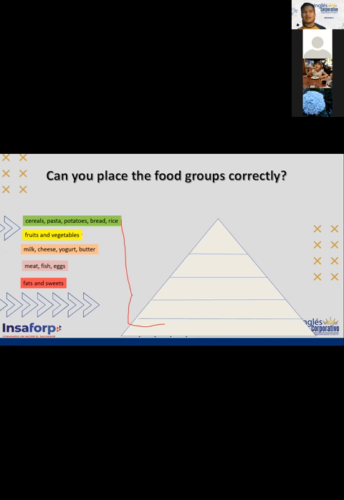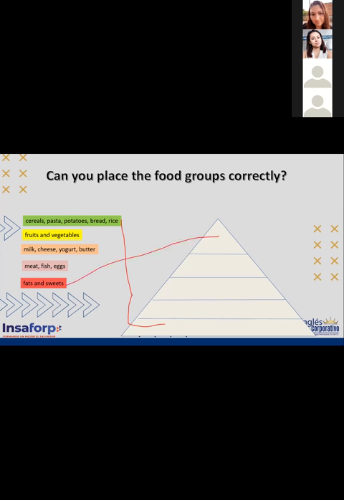Yes. What about fruits and vegetables? Does anyone else know, or can you guess where we should put it? Fat and sweet in the first. So when you said the first, do you mean in the same place where I put the pasta and potato? No, fat and sweet is the first group. So do you mean here? Yes. All right. Okay, cool.